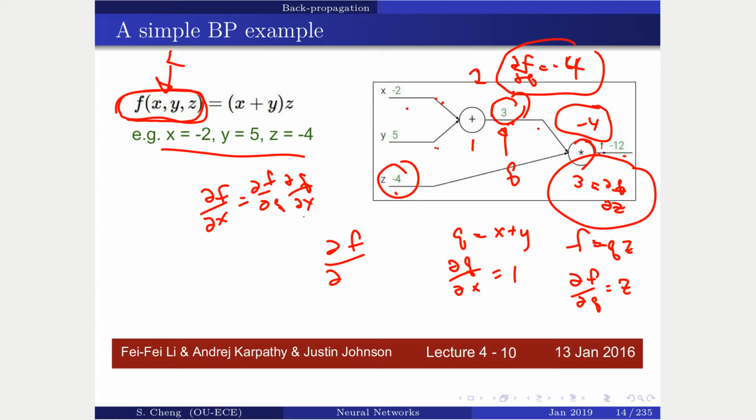And now partial Q, partial X, we computed that during the forward pass. It's just equal to 1, right? We stored it at this little one. So therefore, we just have this multiplied by this guy. I get -4 here, right?